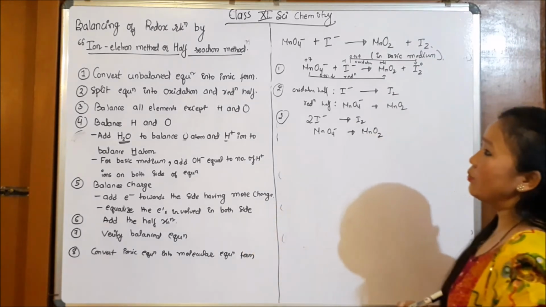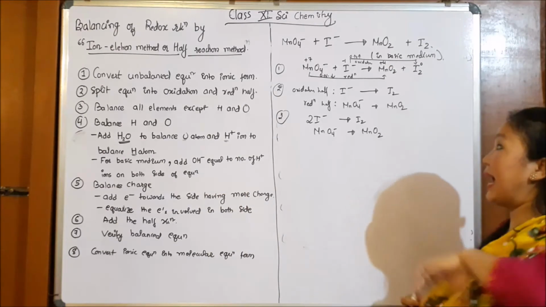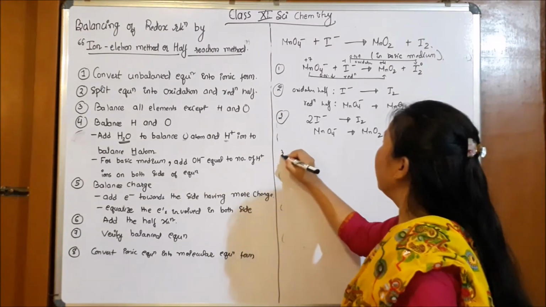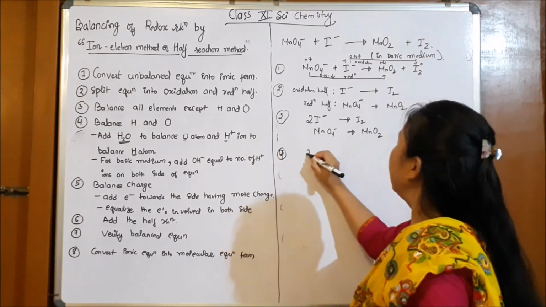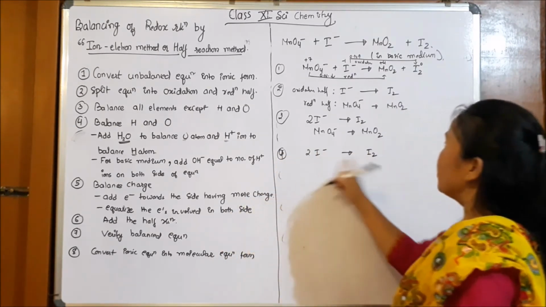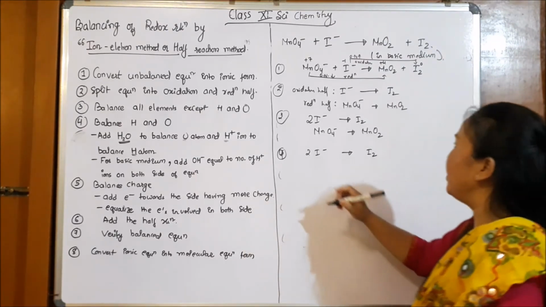Now after this, what is the next step? Balance hydrogen and oxygen. So by adding hydrogen, water molecule. So the fourth step: 2I minus gives I2. Okay, so here no need to do anything because there is no hydrogen, there is no oxygen, right? Simply write down the equation.